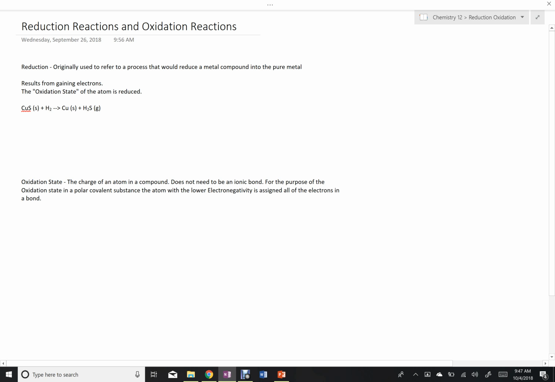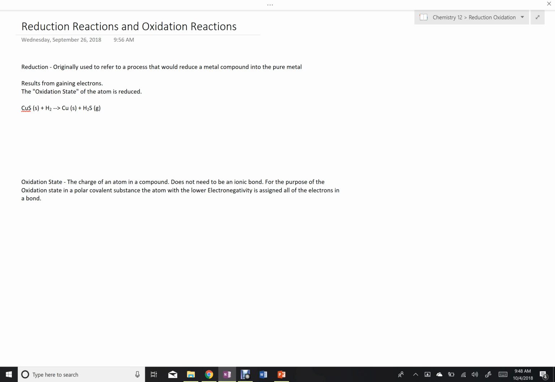Okay, in this video we're going to talk about reduction and oxidation reactions. Reduction, the term, was originally used to describe when we took a metal compound, something like copper sulfide as our example here, and we reduce that metal back to its pure metallic form. What we're going to see as we go through this process is that reductions result in a reduced oxidation state.